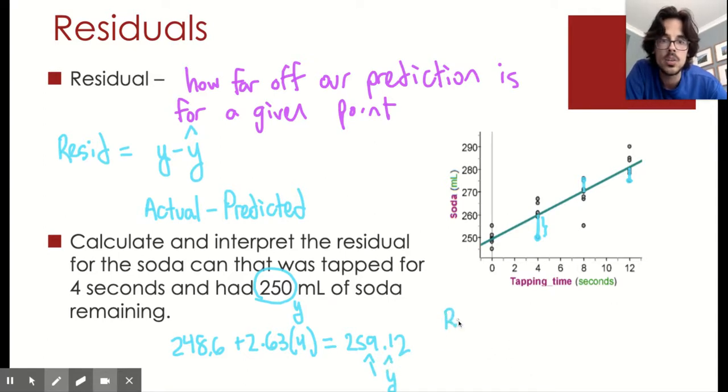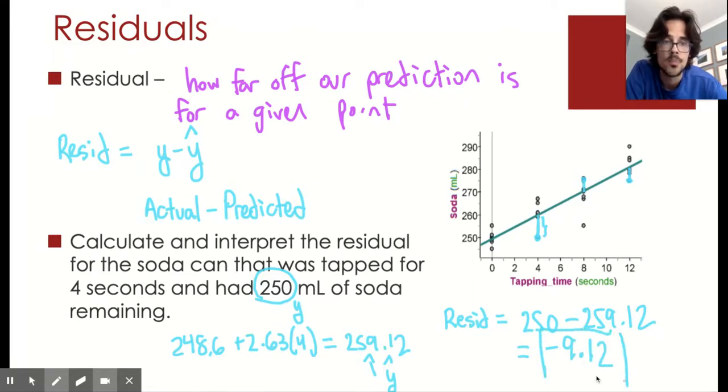So to calculate the residual for this point, I take my actual, which is 250, minus my predicted, which is 259.12. And if you subtract those, you get negative 9.12 for the residual. Okay? So calculating a residual is not very hard. You just take your actual Y value minus your predicted Y value. Now let's talk about what that actually means.